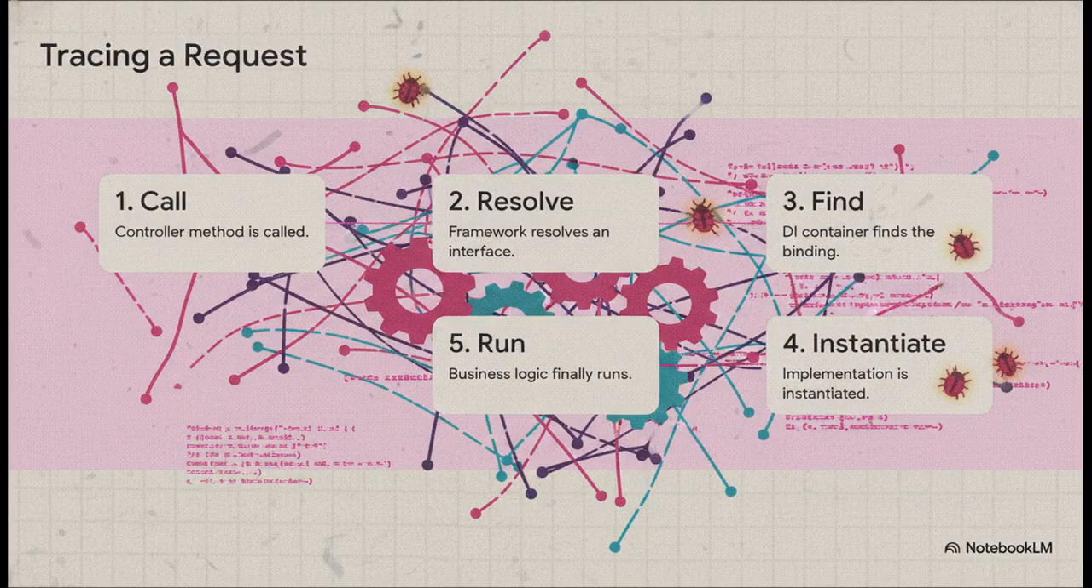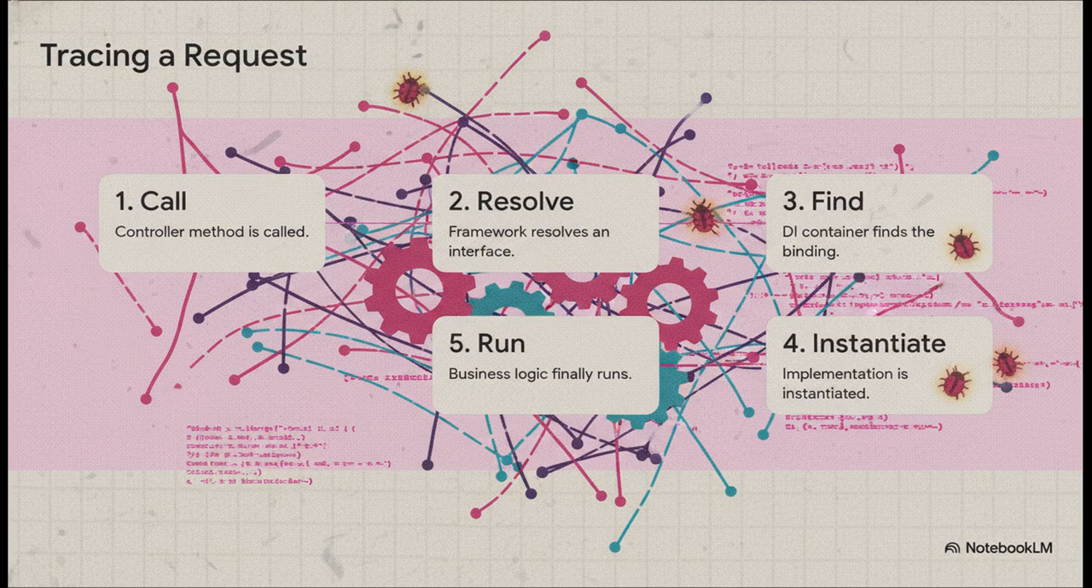And this just perfectly illustrates that indirection I was talking about. To understand one simple request, you're not reading code linearly anymore. Nope, you're jumping all over the place. A method gets called, then the framework has to resolve an interface, then the DI container has to go find the right binding, then it instantiates the object, and only then, finally, does your business logic actually run.